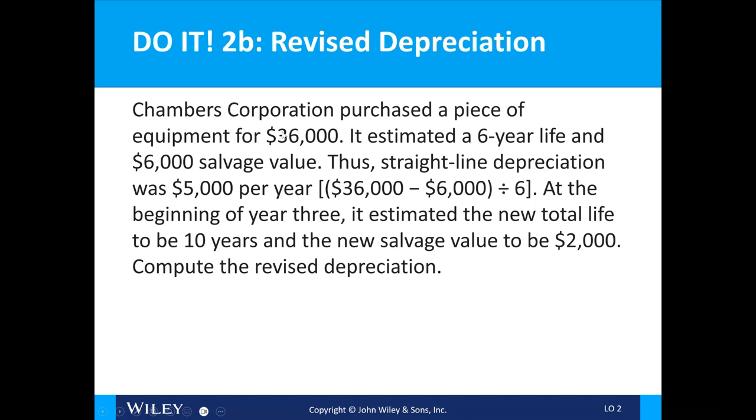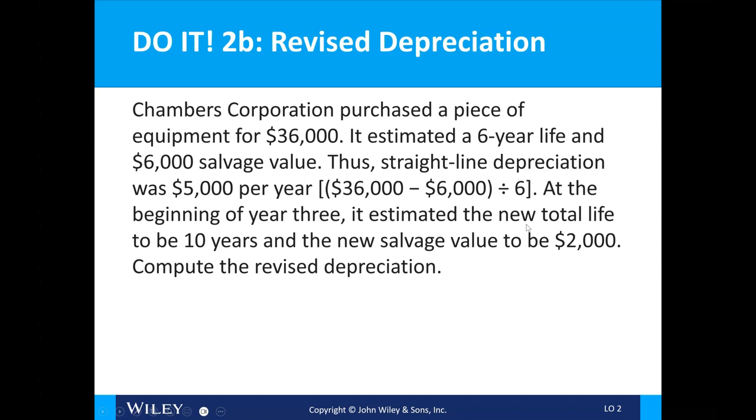So, purchased a piece of equipment for $36,000. It's estimated 6-year useful life, $6,000 salvage value. So depreciable basis is the cost less the salvage value, $30,000. We're going to do a straight line, so we're going to depreciate it $5,000 per year.